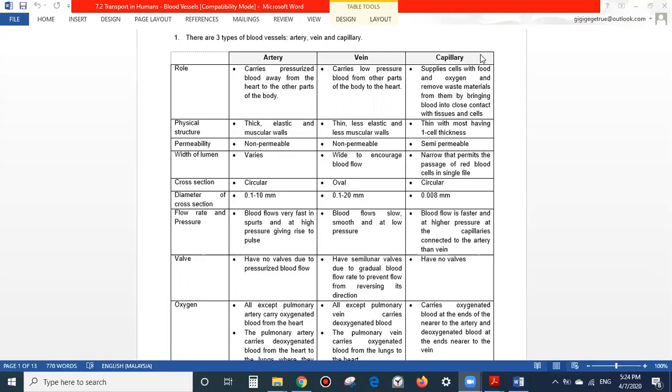Do you want to write it down or not? Write down this one, simpler, I think. Capillary is defined as a blood vessel that allows gaseous exchange, nutrient and waste exchange between the blood vessels and body tissue. Can you repeat that again? I'll repeat again. How about I write it on the board?